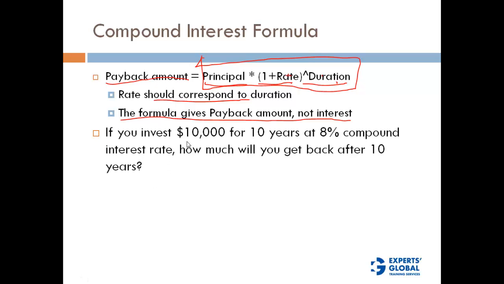If you invest $10,000 for 10 years at 8% compound interest rate, this will be mentioned in your problems. So you don't have to worry about whether it is going to be compound interest or simple interest. That will be mentioned. So this is a compound interest problem. If you invest $10,000 for 10 years at 8% compound interest, how much will you get back after 10 years?